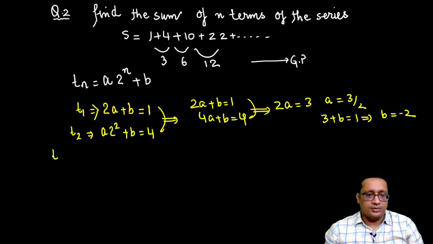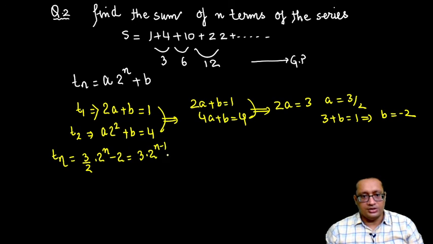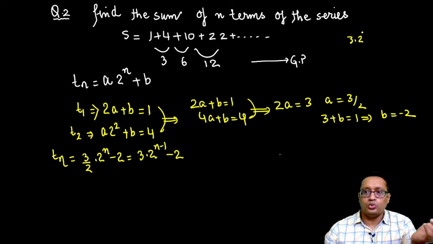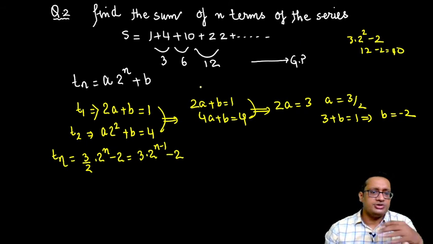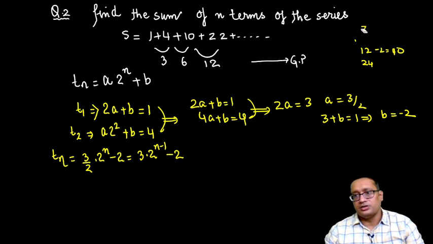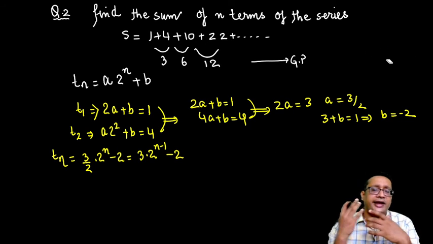Now I got the nth term. The nth term I am writing as 3 by 2 into 2 to the power n, and B as minus 2. Or I can write it as 3 into 2 to the power n minus 1, minus 2. Let's check for n equal to 3: 3 into 2 square is 12, minus 2, 10. Okay, correct, the third term is 10. If you want the fourth term, n is equal to 4, it becomes 3 into 2 cube, 8 into 3, 24 minus 2, 22. This is also correct. So you can check it after finding the nth term.